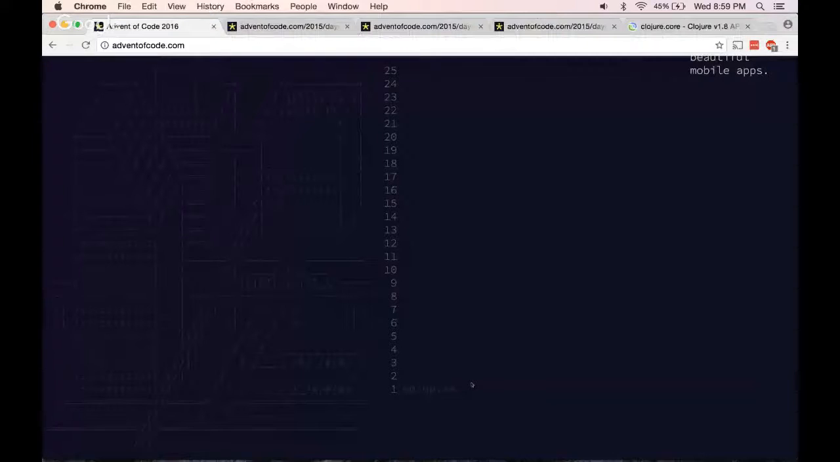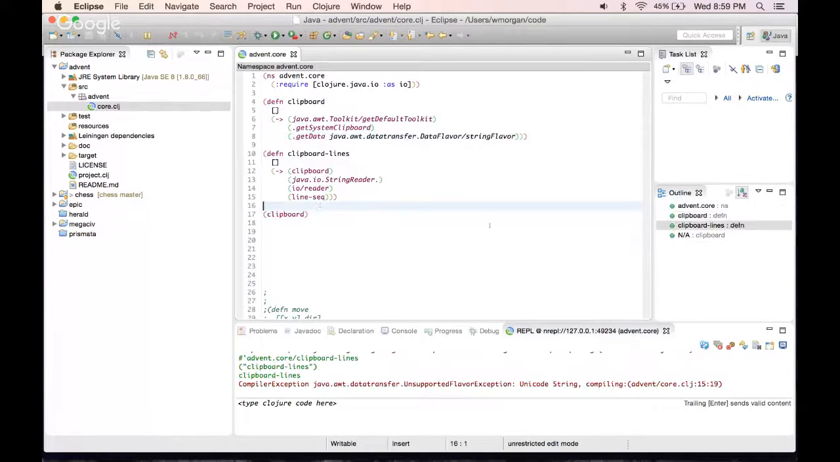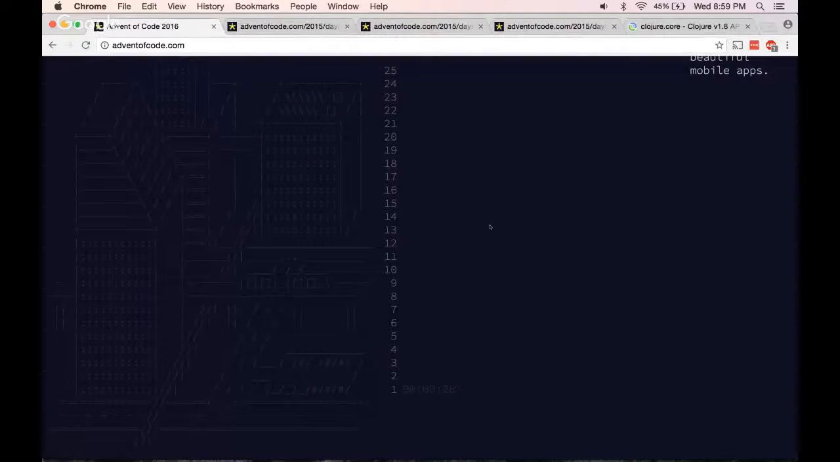You can see I wrote a couple of little helper functions here to make use of my clipboard and just get faster solutions here.